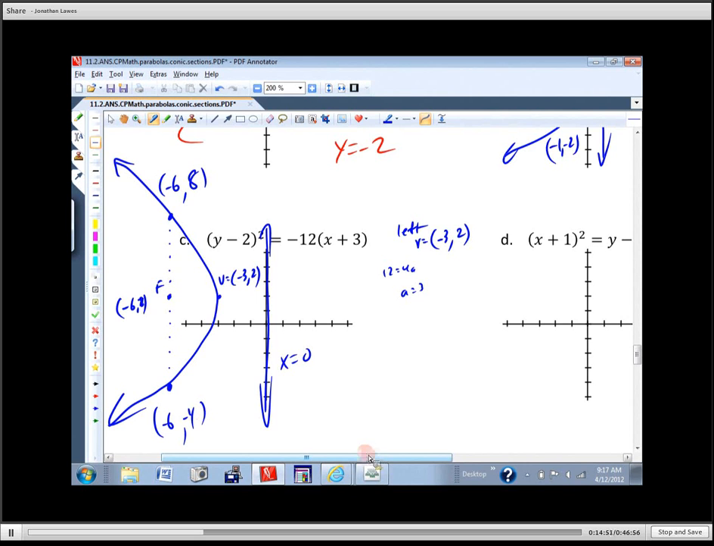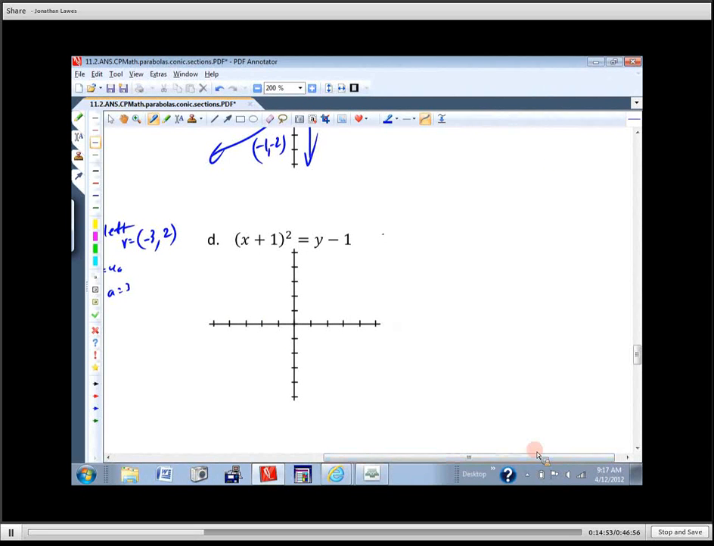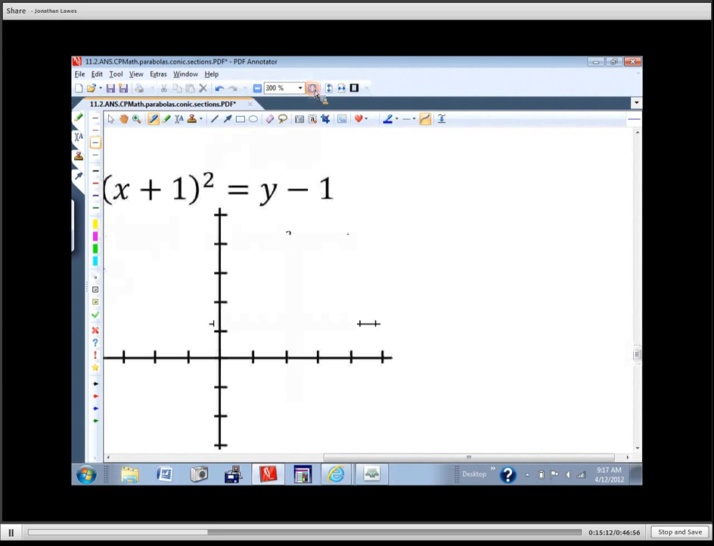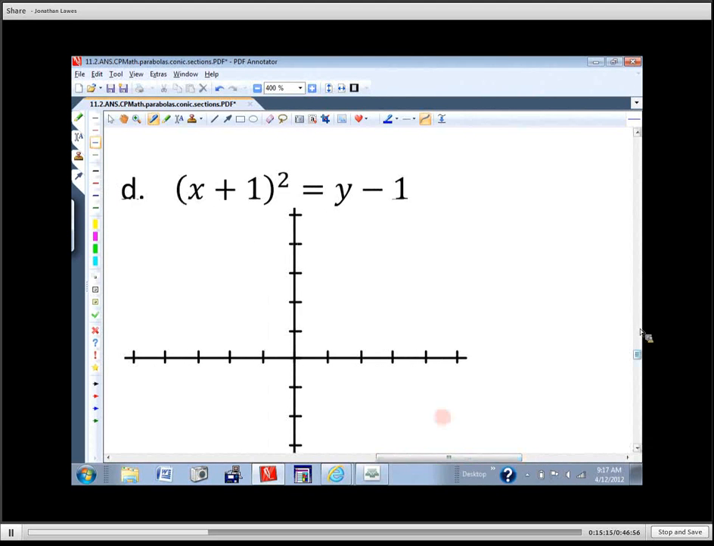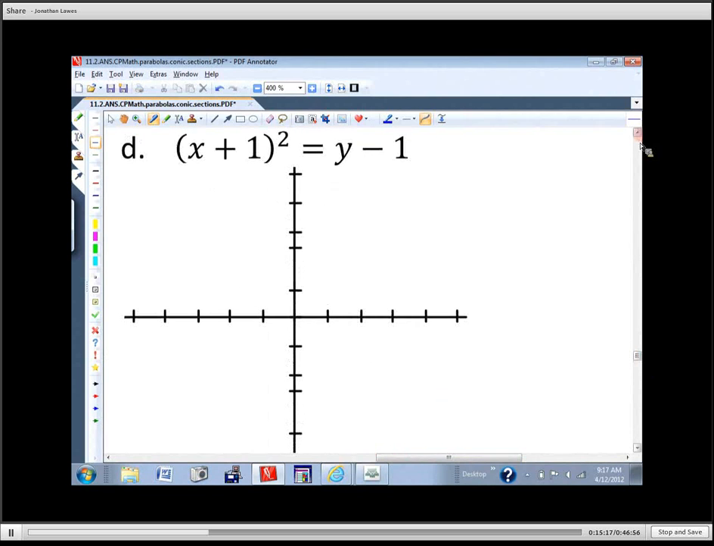Okay, take a look at the next one. Don't say anything out loud. Write down where the vertex is. Something a little bit strange about this one. Okay, what's a little bit weird about this one? There's no parentheses around the y, and you have to have those.